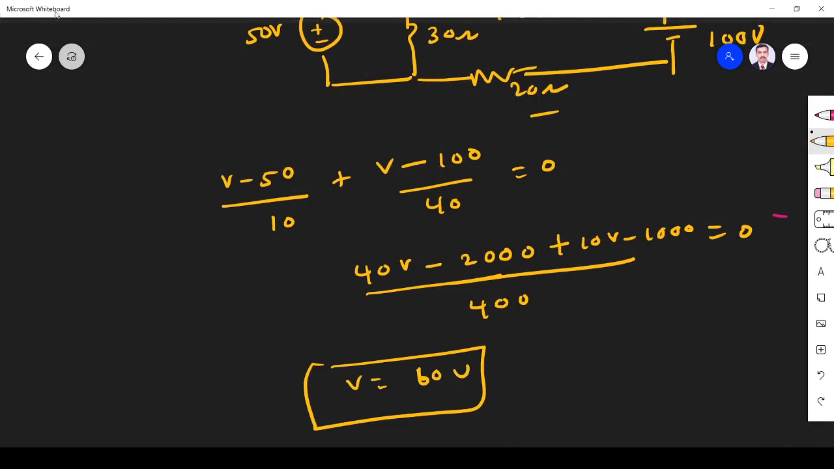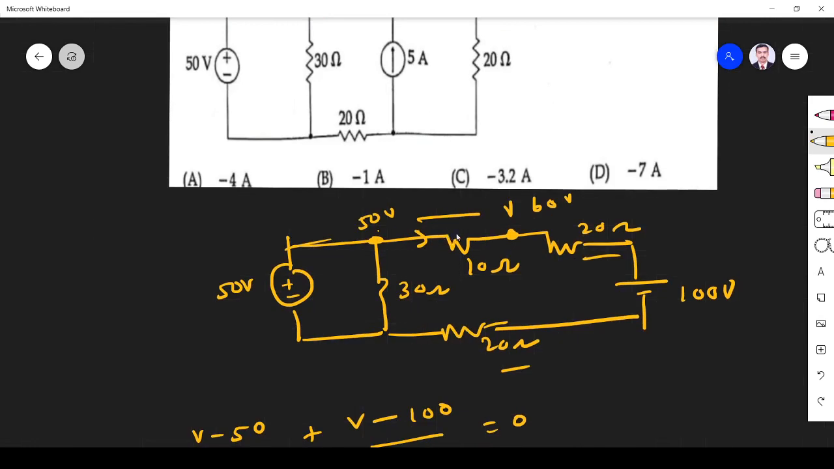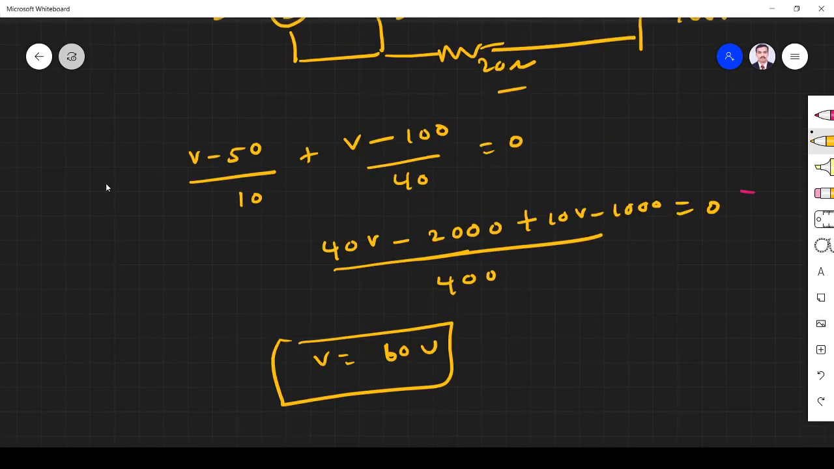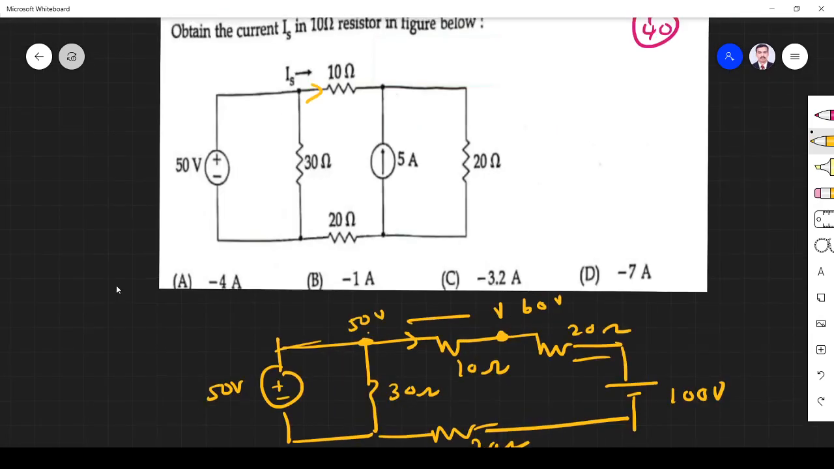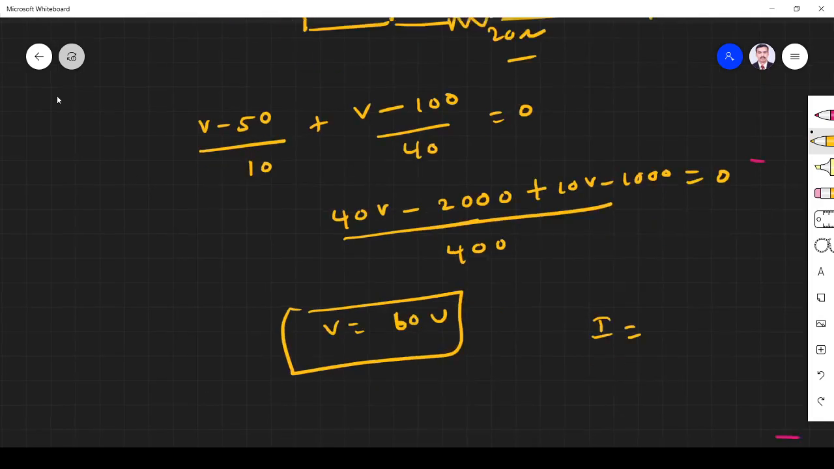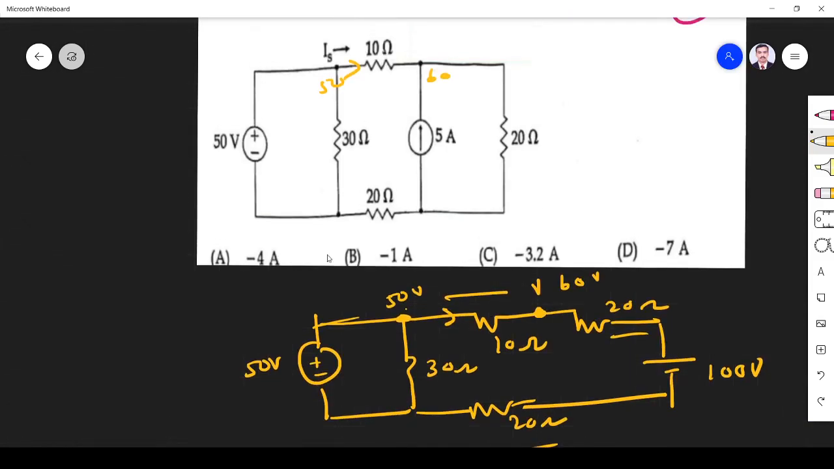If V is equal to 60 volt, what is I? The current I want to find is the current through this terminal, so I is nothing but 60 minus 50 by 10, right? So here 50, here 60, so 50 minus 60 by 10. So what I get is I is equal to minus 1 ampere. So the answer is option B. Okay.